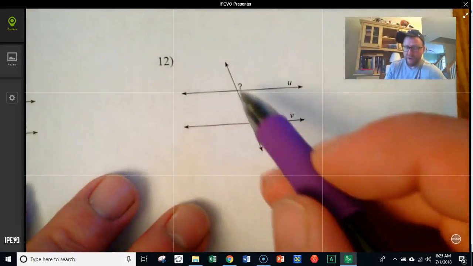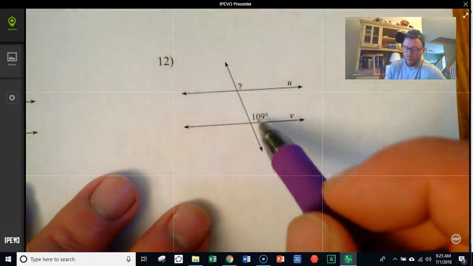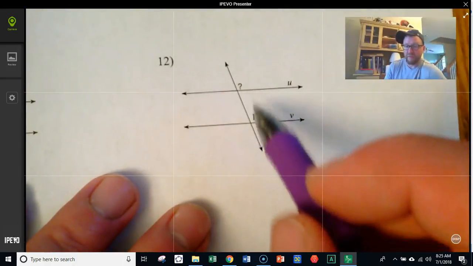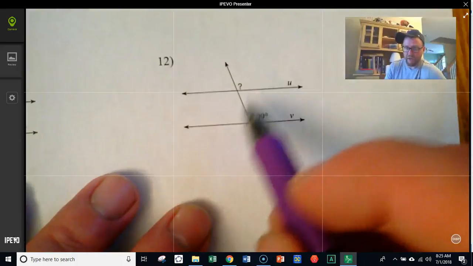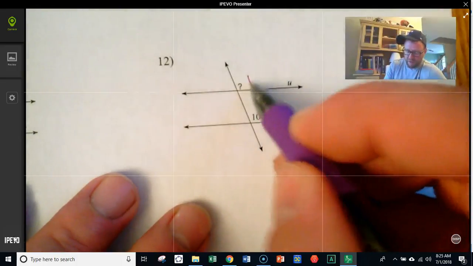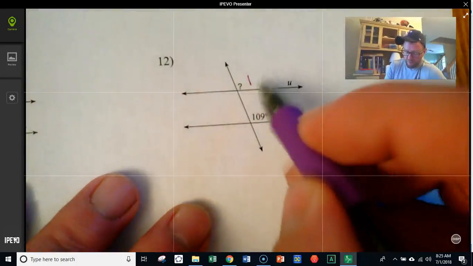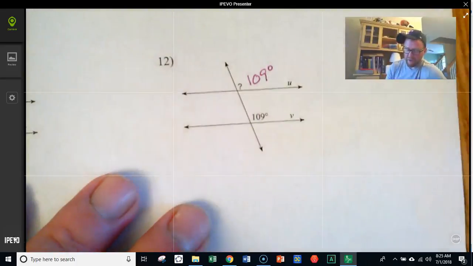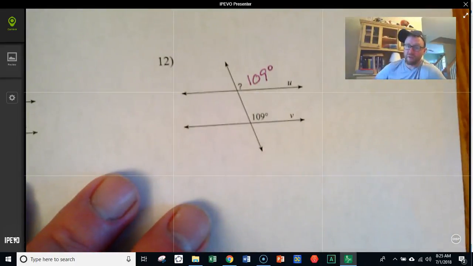And here we have same side of the transversal, one inside, one out. They're in the same position, up and to the right, up and to the right. They are corresponding angles. If this angle is 109 degrees, then corresponding angles will be congruent, same size, and therefore the two lines will be parallel.